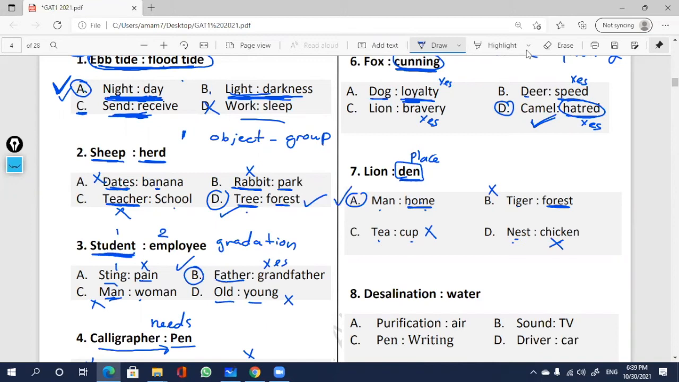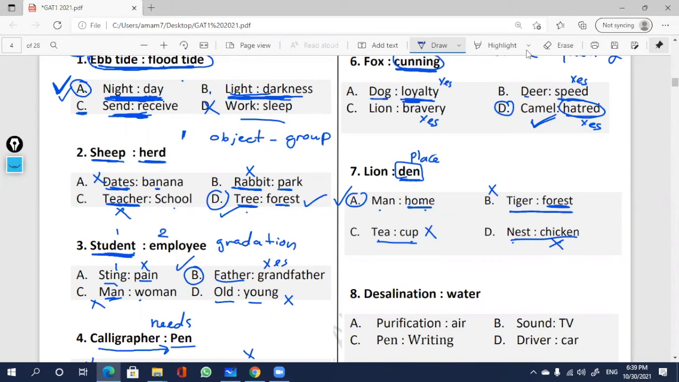As you see here, you don't have to identify the relationship in each alternative. Teacup, we didn't identify the relationship here. Also, we didn't identify the relationship here. Just you have to eliminate according to the relationship which is mentioned in the question or which links the pair of words given in the question. Okay, how about number 8?